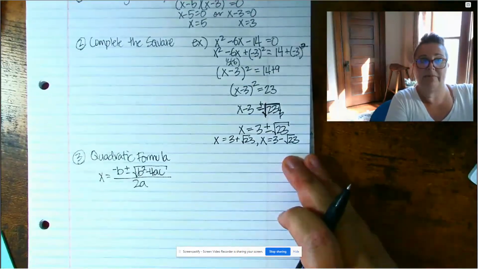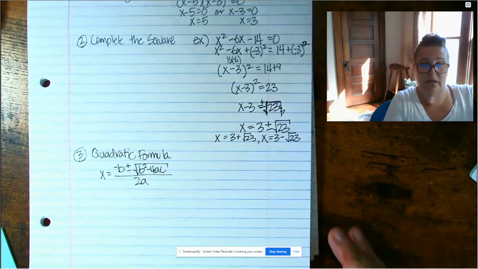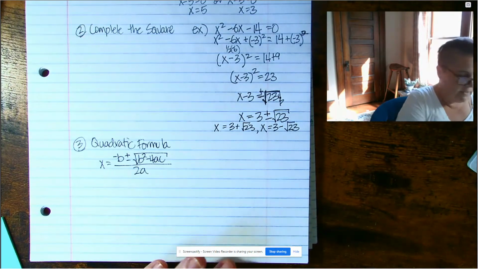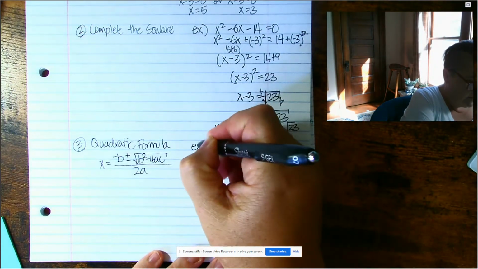X equals the opposite of b plus or minus the square root of b squared minus 4ac all over 2a. And that's the only time I'll sing it. But now you've got it on record.